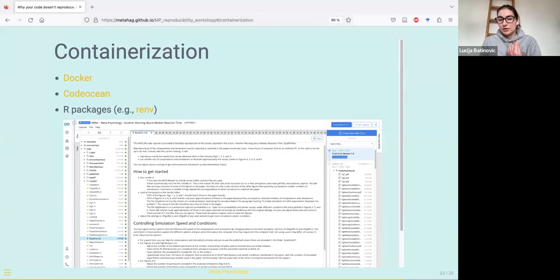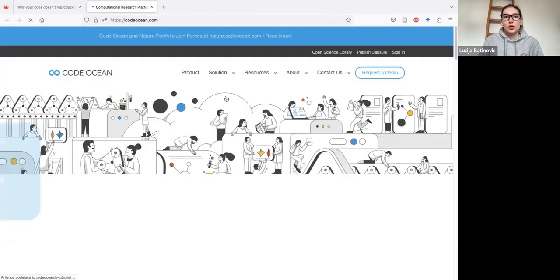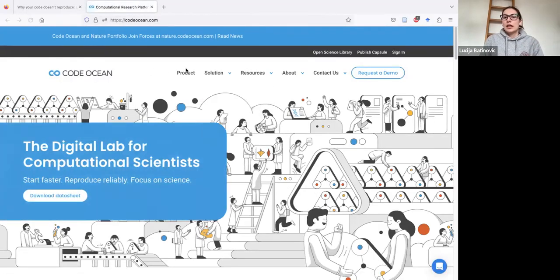One other way is to use CodeOcean, which is like an online type of Docker where you put in your code and it will always reproduce the results as they were. So it saves the environment, it's online, everyone can just come in, log in and click on it, and it will always reproduce the same results because it's just a frozen container of your analyses. And this is probably the easiest way to make sure that your code will always reproduce.